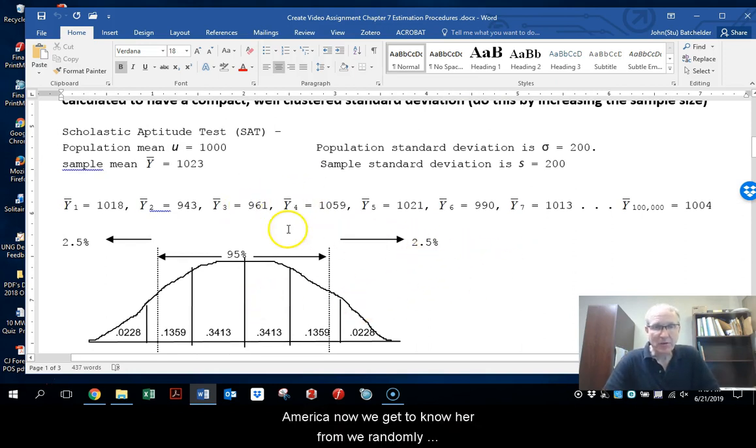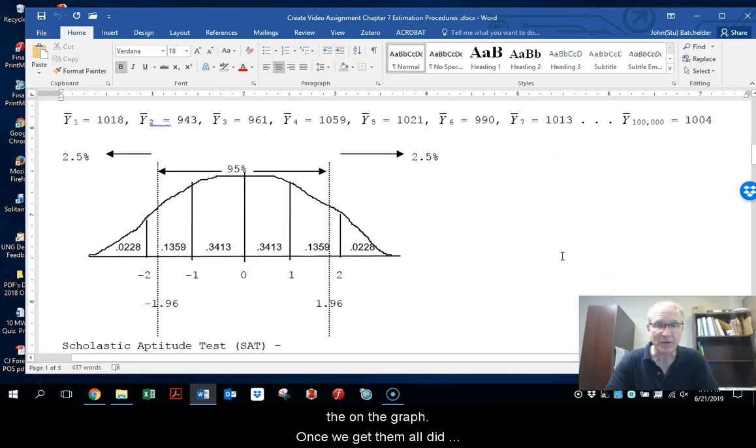Now, where do we get the normal curve from? We randomly draw, we pretend as if we're randomly drawing thousands and thousands of means, and we're constructing a data set out of nothing but means. That gives the normal curve that perfect symmetrical shape. It's not skewed, and it's not misshaped in some kind of way. So the first mean that we pretend we draw 1018, 943, 961, 1059. We get all these different means, and then we plot them on the graph, and once we get them all, it shapes the normal curve exactly like we want to shape it.